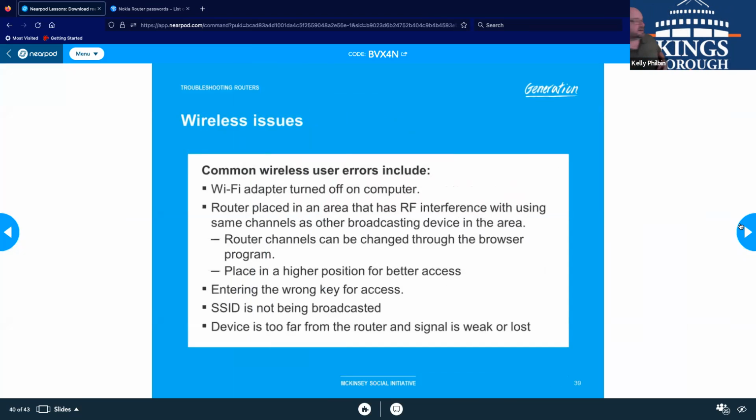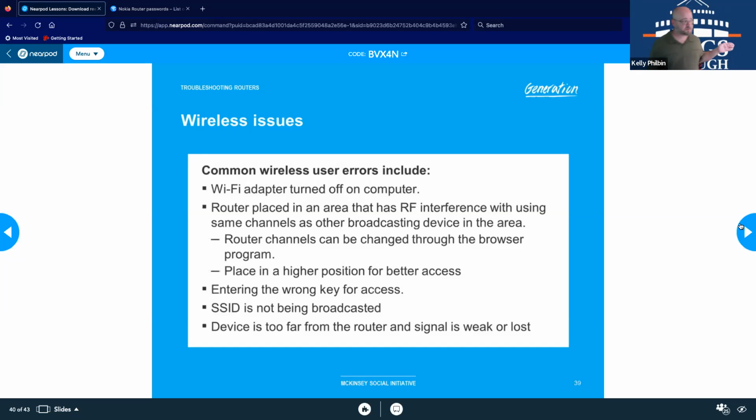Some common Wi-Fi errors can be fixed by turning the computer off and on. If you put the router in a place where it's going to get interference, like next to the microwave or next to a wireless phone, because they will operate off of similar bandwidths, they will interrupt your Wi-Fi. If you're on the opposite side of the wall from somebody who's operating on the same channel as you, that will interfere with it. So you can change the channel.